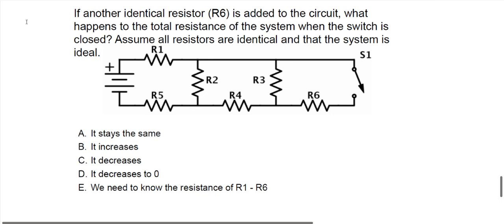And last but not least is this question that says another resistor is added to this system, which is called R6, but they're all identical. You can say another R is added to this system of 1, 2, 3, 4, 5 R's. Okay, what happens? Assume all... sorry. What happens to the total resistance of the system when the switch is closed? So let's just close the switch and see what happens to total resistance of the system.